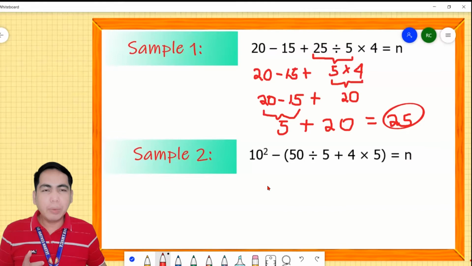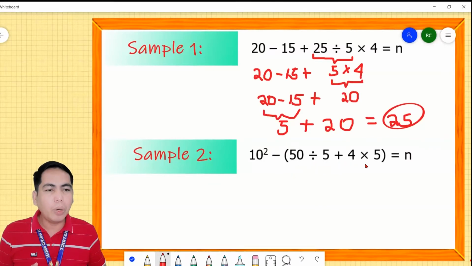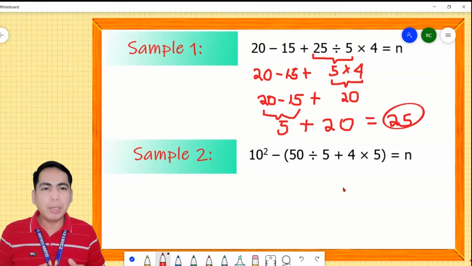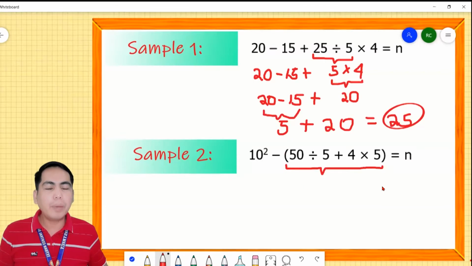So from left to right, we can see from the equation, we have here 10 raised to the power of 2 minus the quantity of 50 divided by 5 plus 4 times 5 equals n. So following the PEMDAS rule, we have to identify first if there are groupings or parentheses. So in this case, we have a parenthesis here. So therefore, we have to start from this parenthesis. So before we will multiply, we can divide first since division comes first than multiplication.